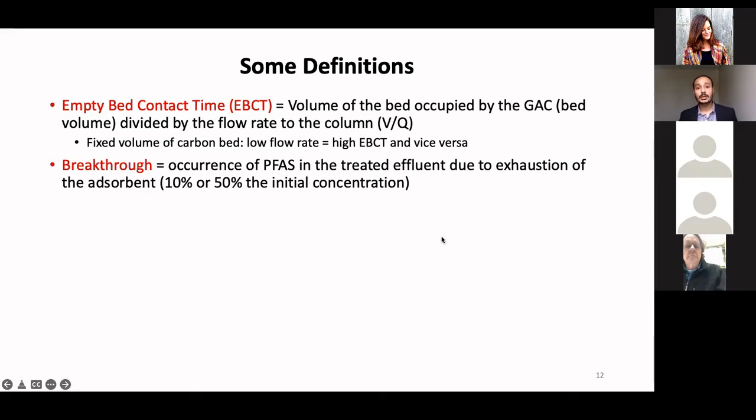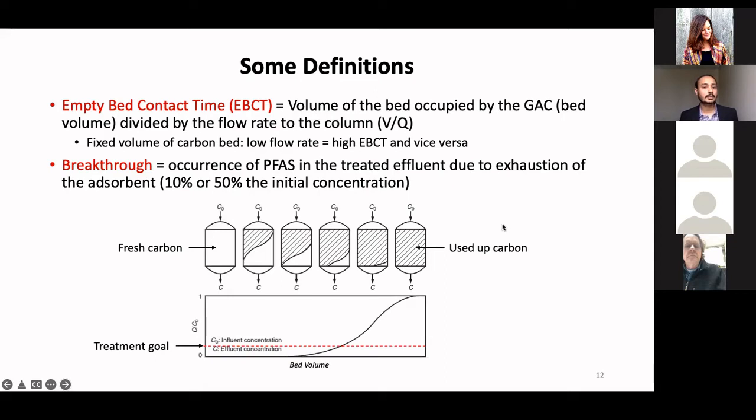The other terminology that I would use in comparing the treatment systems for the removal of PFAS is breakthrough. Breakthrough is essentially defined as the occurrence of PFAS in the treated effluent due to exhaustion of the adsorbent. And the breakthrough could be defined by at what level you actually see this breakthrough happening. And this is explained really well in this curve below.